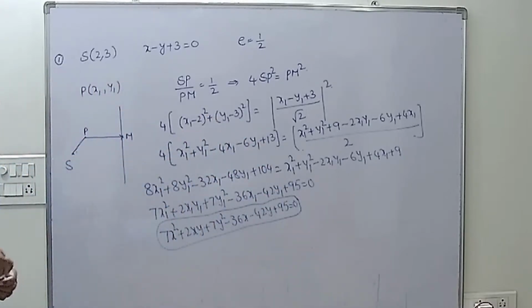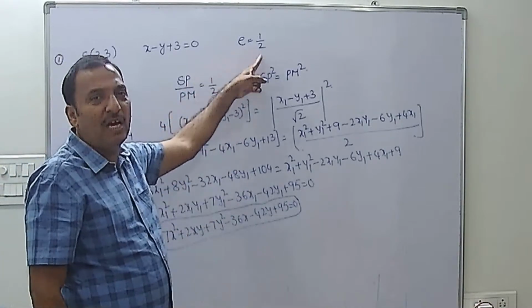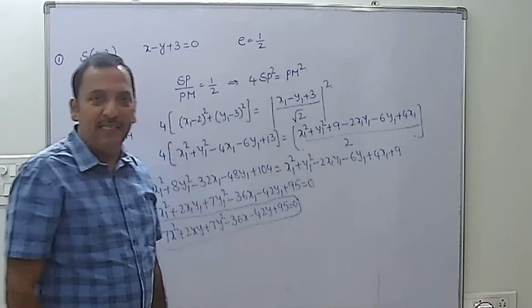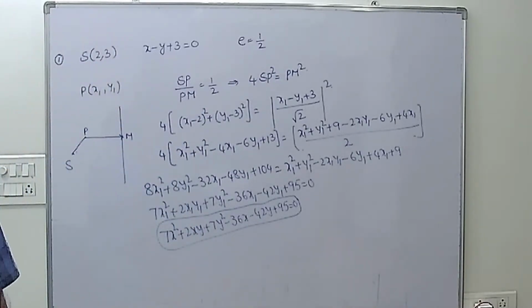And what is the nature of this conic? It is an ellipse. How do you know? Because the eccentricity of the conic is given as half, which is less than 1. It is an ellipse.